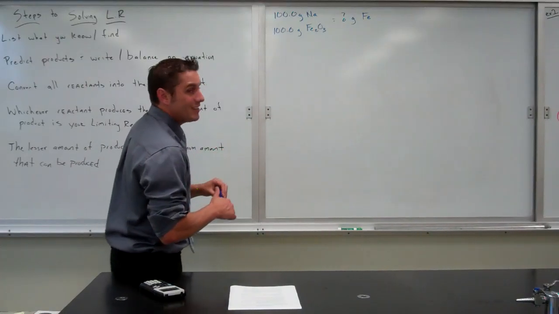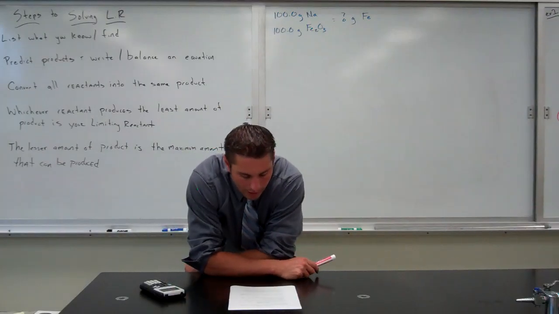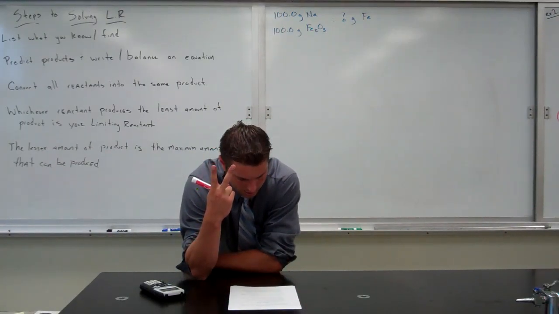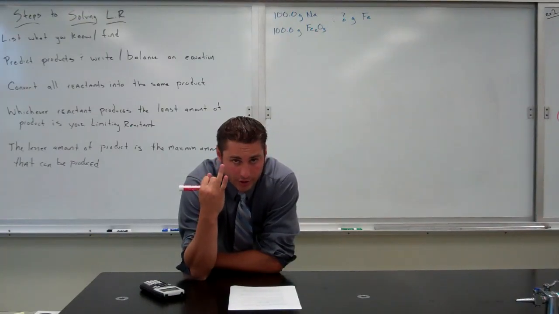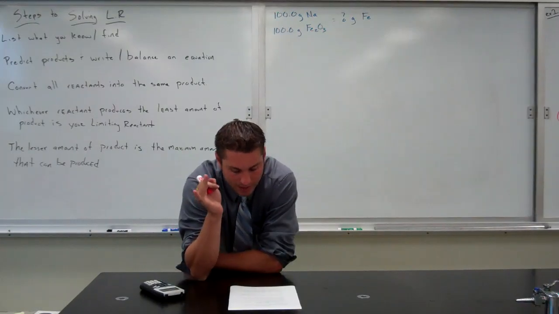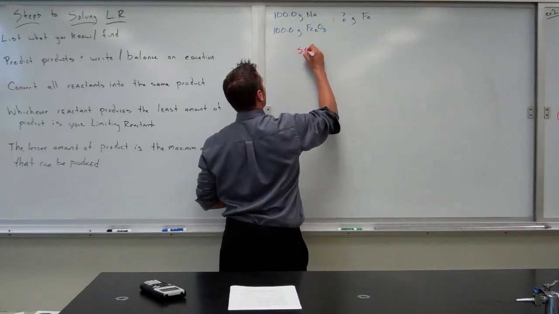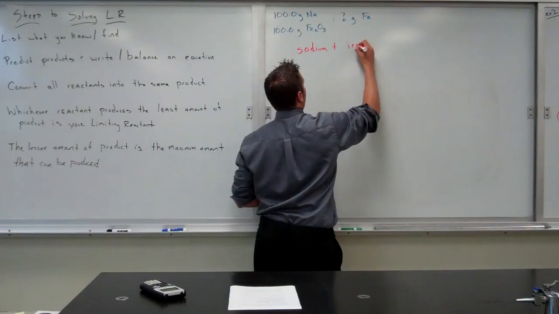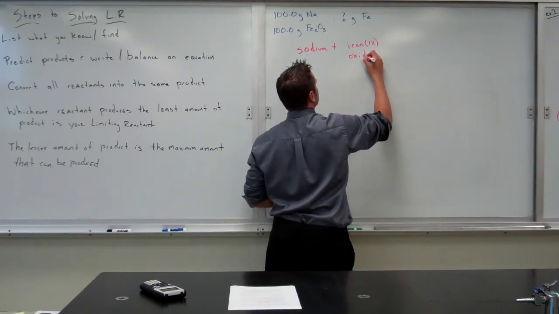I list what I know. Next thing is to figure out my equation. So if I read in the problem, I would underline sodium, iron(III) oxide, and iron. I would cross off iron because it says produces or is produced next to it, which means my reactants are sodium plus iron(III) oxide.